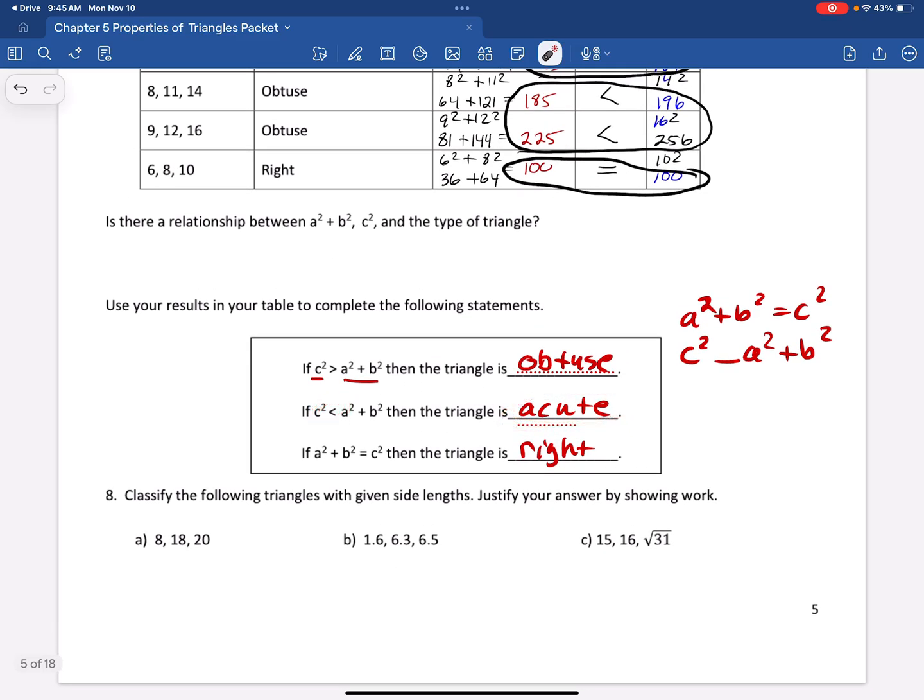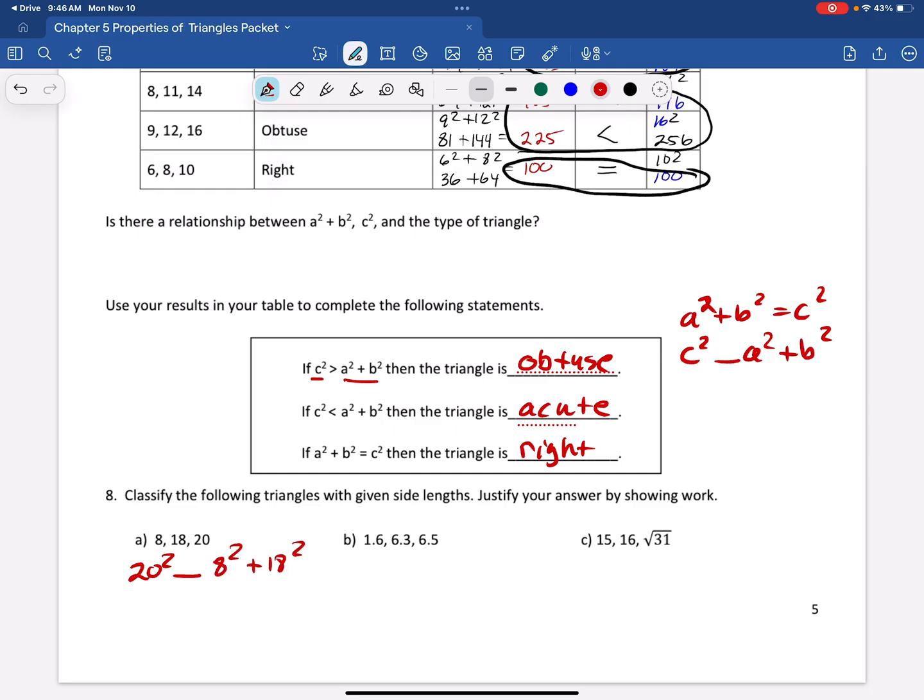All right, so let's look and see over here. We're going to take our biggest number, which is 20, and we're going to square that, and compare it to 8 squared and 18 squared. Okay, so 20 squared is 400.